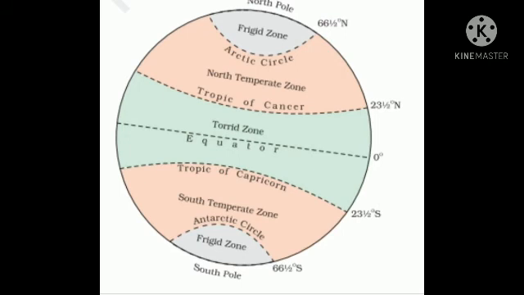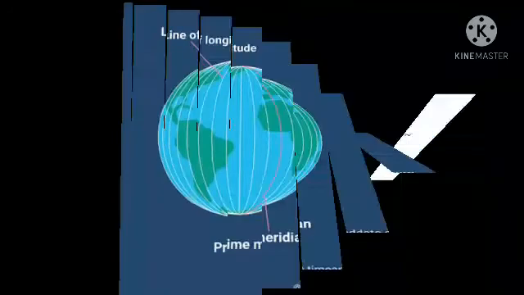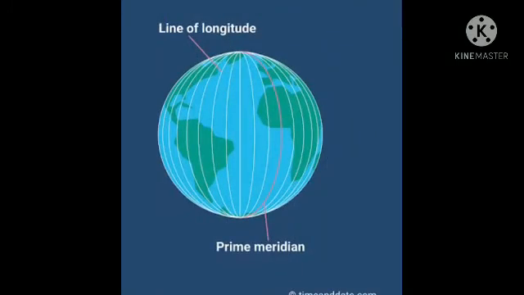And 23.5 degree north to 66.5 degree north, and likewise in the southern hemisphere, this area is called the north temperate zone in the northern hemisphere and the south temperate zone in the southern hemisphere. And the third is 66.5 degree to 90 degree north and south in both hemispheres. This area is called the frigid zone. Now we are talking about the longitude lines.